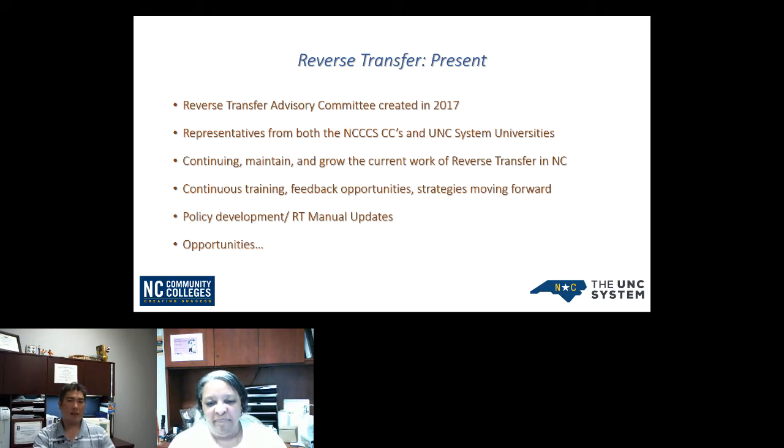How do we apply some of the things that we know from reverse transfer to our everyday work? And you'll see some of that coming out in the future here in a second. Part of this also is policy development. Again, we're trying to keep our manual up to date. We recently updated it to a 2020 version. I know we've had our 2016 or 2013 version for a while, and we've been holding on to it tight.